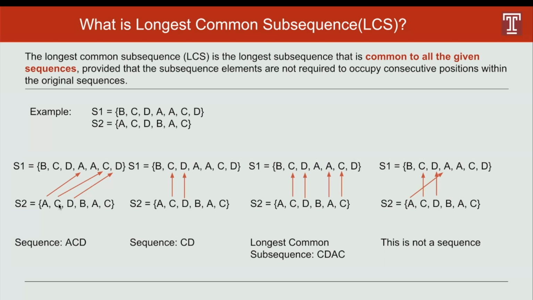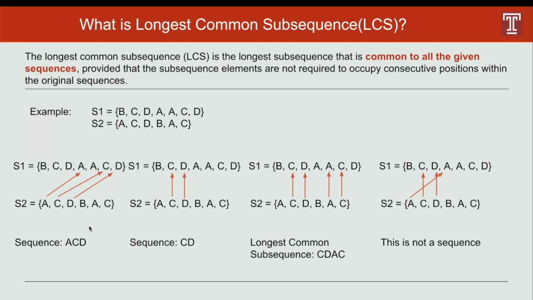So this is A. After that, we have to go to the second element. What is it? C. We have to find the rest of the elements from S1 and find out whether this is common or not. Is A equal to C? No. C equal to C? Yes. So we enter it. C is also common between them. Then we go to D. D equal to D? Yes, so we enter it. So ACD is actually a subsequence, right?